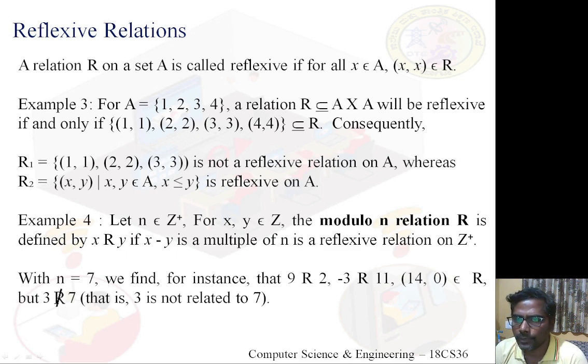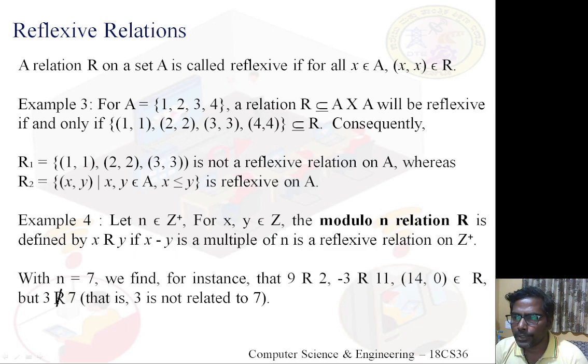Listen cautiously. A relation R on a set A is called reflexive if for all elements x that belong to set A, (x, x) belongs to R. I repeat, a relation R on a set A is called reflexive if for all elements x that belong to set A, (x, x) should belong to R. What does it mean?